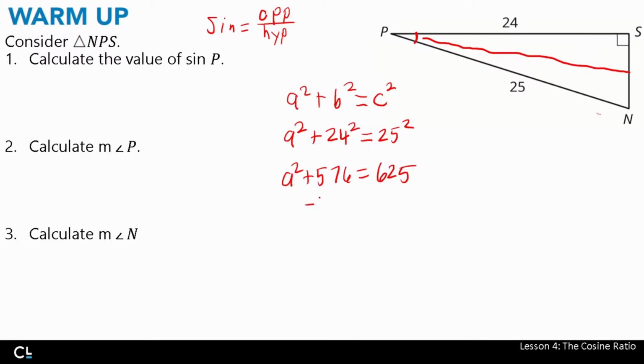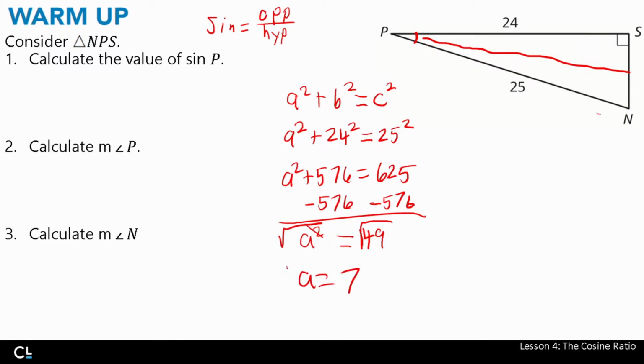Then we have to subtract 576 from both sides to get A squared by itself. It's going to give me A squared is equal to 625 minus 576, which is 49. I don't even need a calculator for this. I know my perfect squares. We take the square root of both sides, and we're left with A equals 7. So that is the length of side SN.